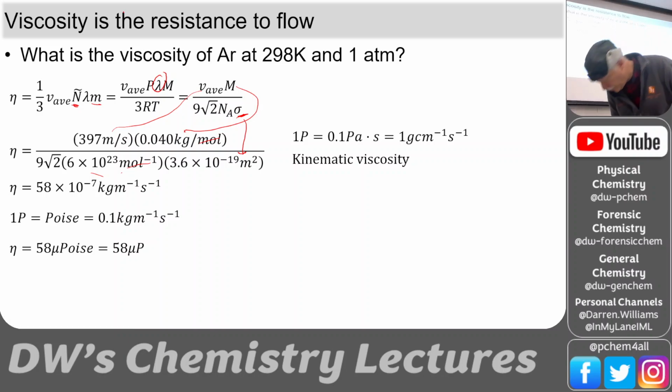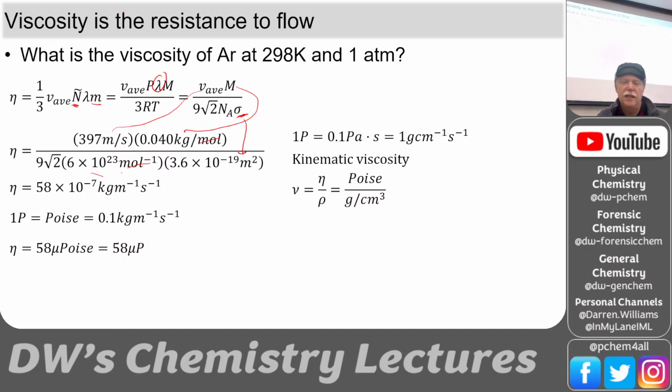Now there's another term called kinematic viscosity, and that's where we take the viscosity and we divide it by the density. And so this would be given the unit Stokes. So 1 Stokes is a centimeter squared per second.